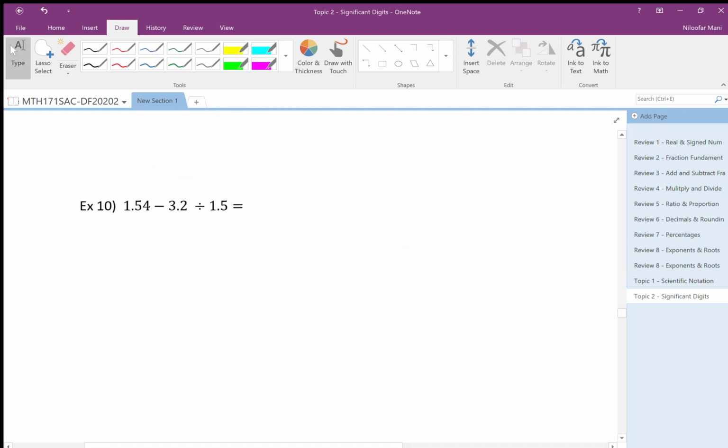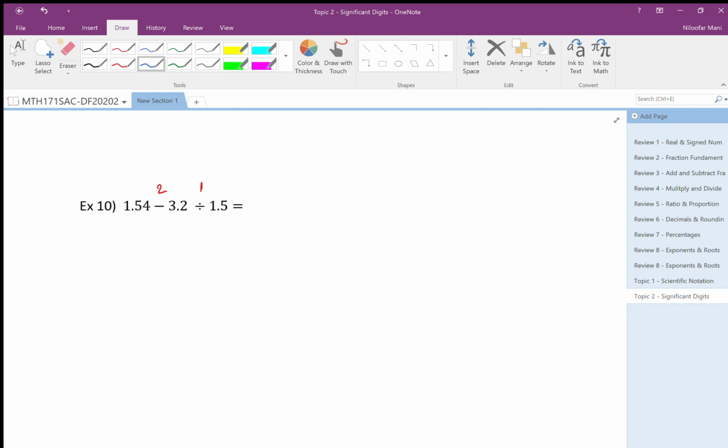Now I go here. Which one do I do first? I do this one first and this one next, because multiplication and division come first. If I have a bracket around this, I don't really need it, because multiplication and division come first, so I do them first.